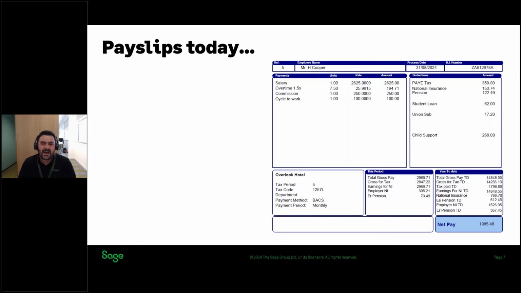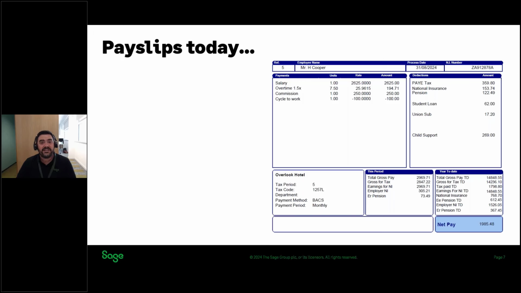So this is a typical payslip that you might find today, and this is the one that we're going to explore in more detail in the webinar today. And as you can see, it's laid out in a similar way. There are different sections for the various payments and deductions, but there are more rules and regulations about how payslips need to work in the UK compared to back when we were paid in beer.